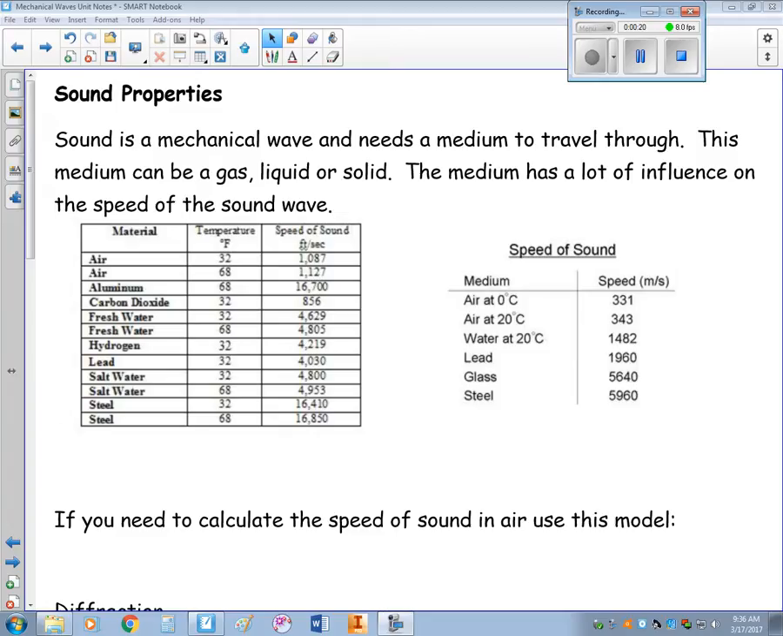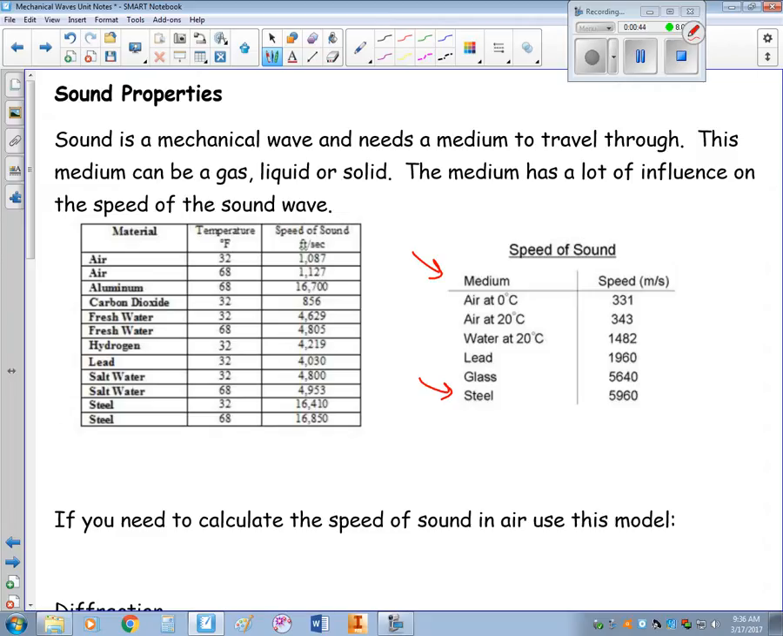So I have a couple tables here. This one's kind of important. So sound, when air is at 0 degrees Celsius, is 331 meters per second. When air is 20 degrees Celsius, it gets a little bit faster. So sound travels faster through warm air. Notice that through steel, it is 5,960 meters per second.